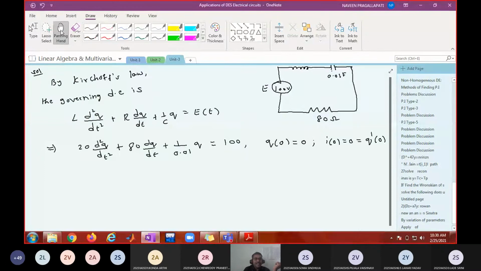Now shall we start finding the general solution of this differential equation? Now you have the knowledge of finding the general solution of a higher order linear differential equation. Use your knowledge to solve this real world problem. So how can I rewrite this differential equation? Can I write it as 20 d²q + 80 dq + 100 q = 100? Can I write like this?